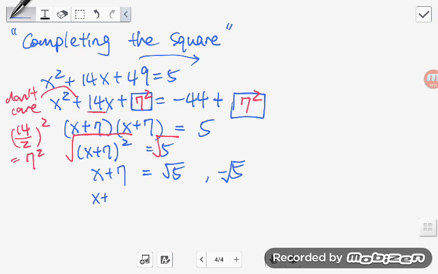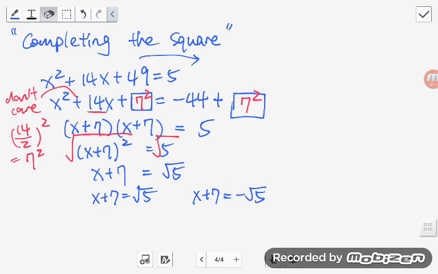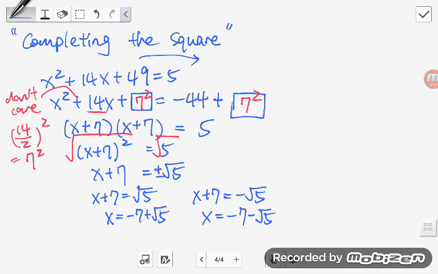So x plus 7 is equal to root 5. And over here, x plus 7 is equal to negative root 5. Typically, the better way to write this would be plus minus root 5. And then we just solve this. x becomes negative 7 plus root 5. Over here, x is equal to negative 7 minus root 5. Or if you want to combine them, you'll say x is equal to negative 7 plus minus root 5.